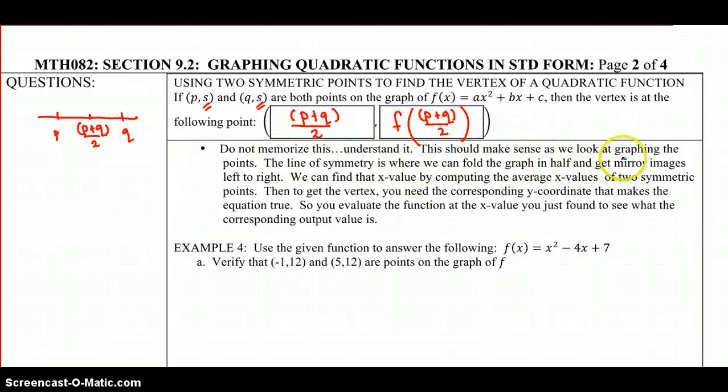This should make sense as we look at graphing the points. The line of symmetry is where you can fold the graph in half and get mirror images left to right. We can find that x value by computing the average x values of the two symmetric points. Then to get the vertex, you do need the corresponding y-coordinate that makes the equation true. If it's going to be a point on the graph, it has to make the equation true. So you evaluate the function at that x value you just found to see what that corresponding output value would be.